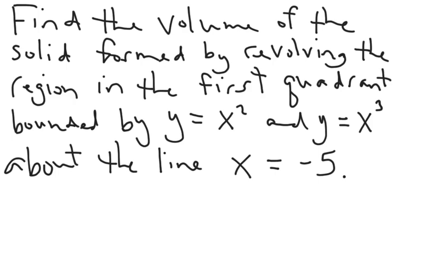Alright, so here's another example of revolving a region around a vertical axis. The problem says find the volume of the solid formed by revolving the region in the first quadrant bounded by y equals x squared and y equals x cubed about the line x equals -5.